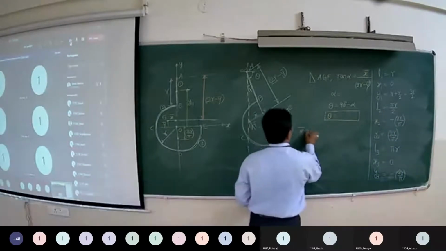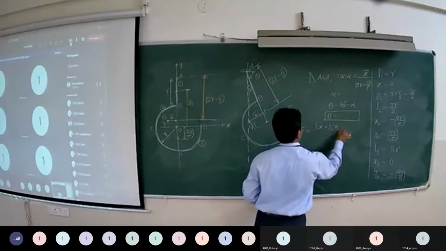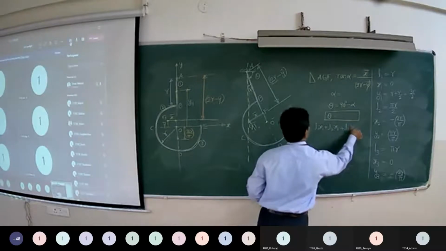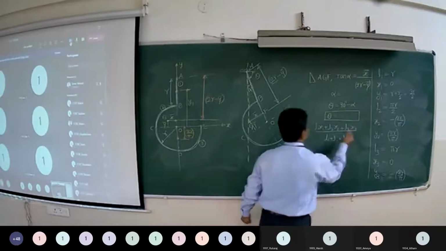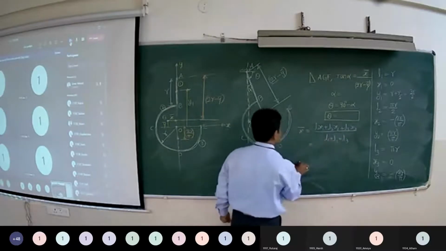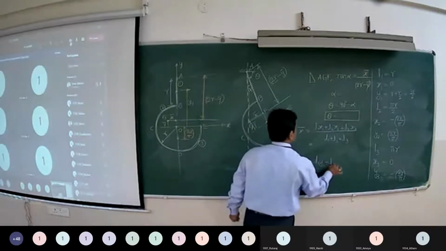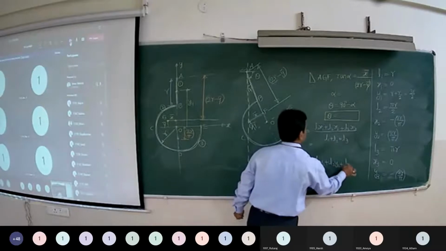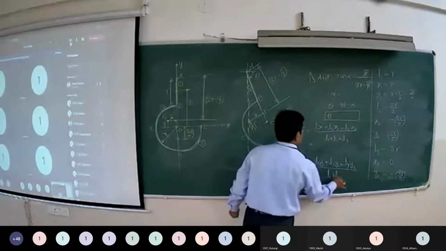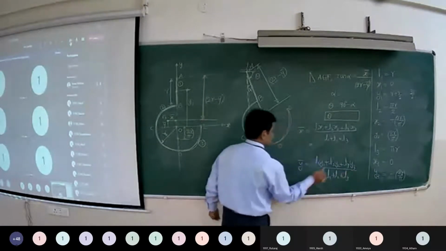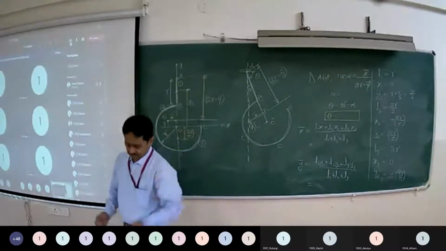So then x bar is equal to L1x1 plus L2x2 plus L3x3 upon L1 plus L2 plus L3. Similarly, y bar is L1y1 plus L2y2 plus L3y3 upon L1 plus L2 plus L3. So we are going to get x bar and y bar in terms of R.